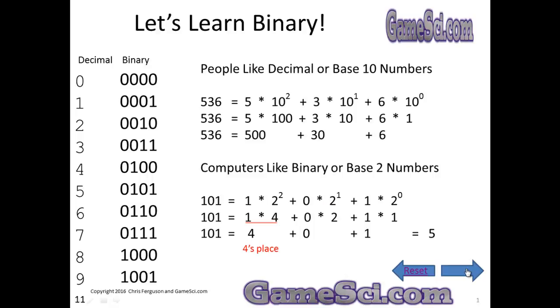Now, in binary numbers, we wouldn't call this the hundreds place, we'd call it the fourth place. Why? Because 2 squared is 4. And this value of 1 represents a 4 to the overall value of the number. Now, here is the 2's place. Why is it the 2's place? Because 2 to the first power is 2.